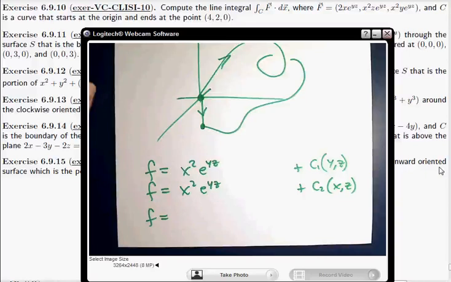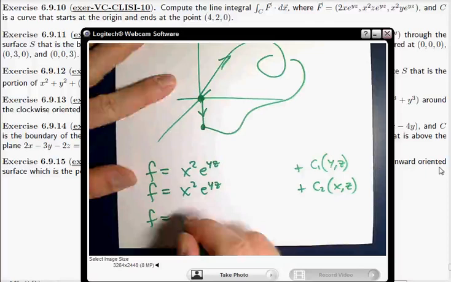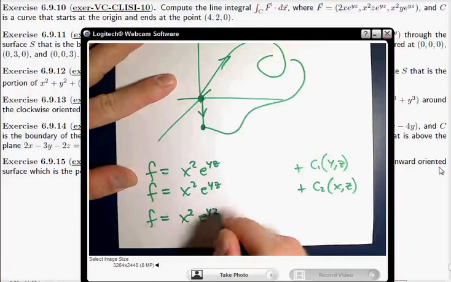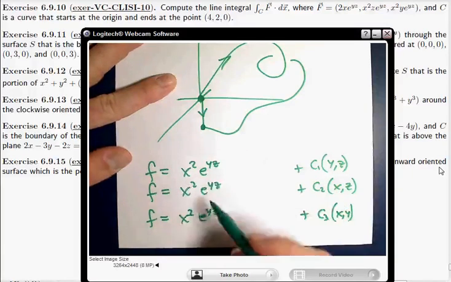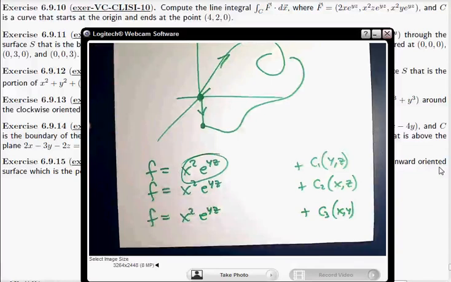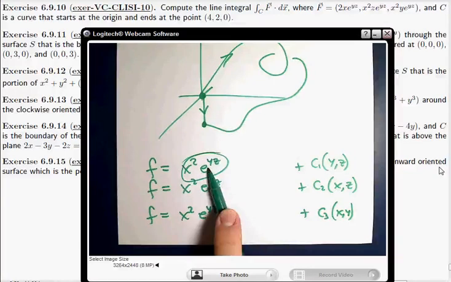Now the z anti-partial of that third term, well, what are the odds? x squared e to the yz. So we don't even have to do any mixing and matching. It's just that. All right, so you've got your anti-gradient.